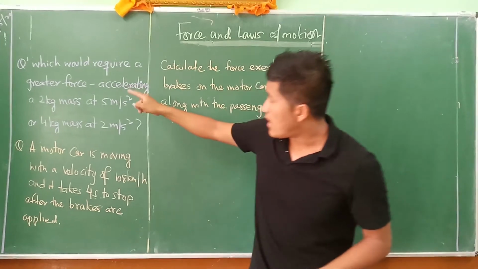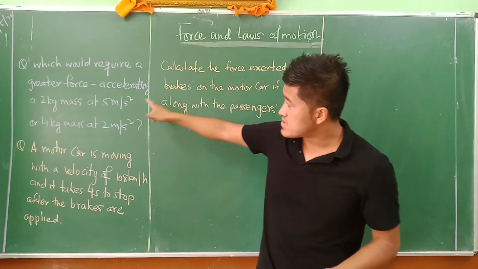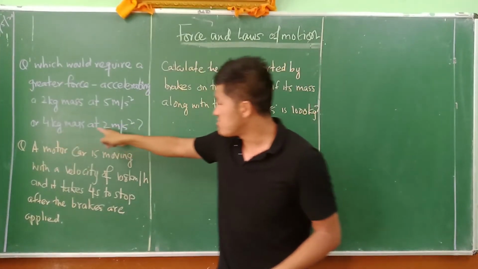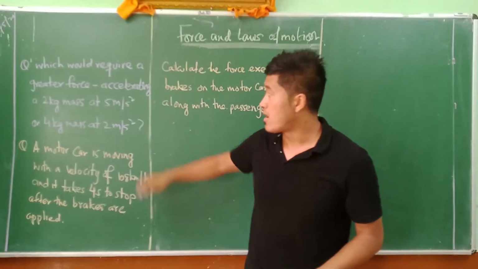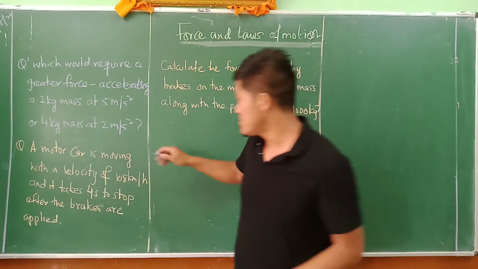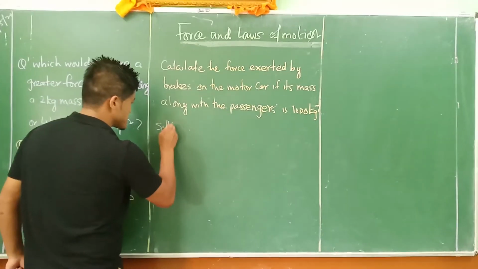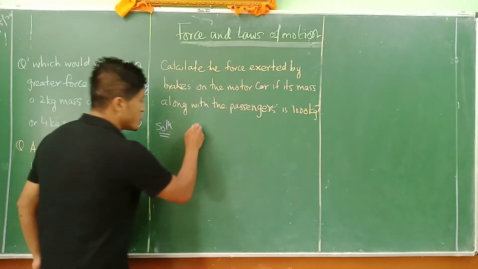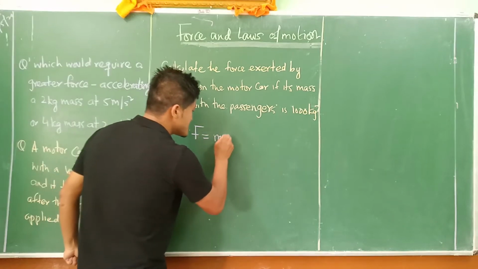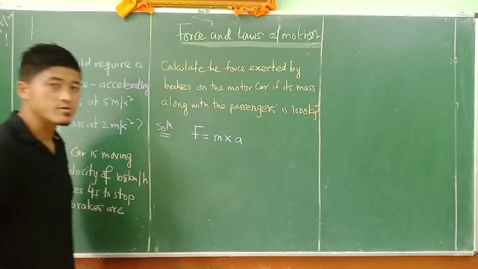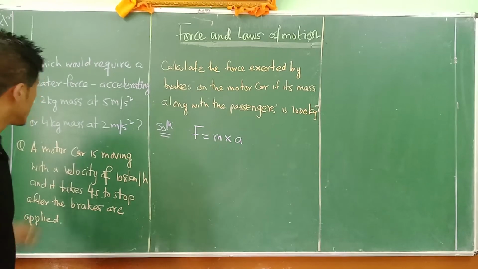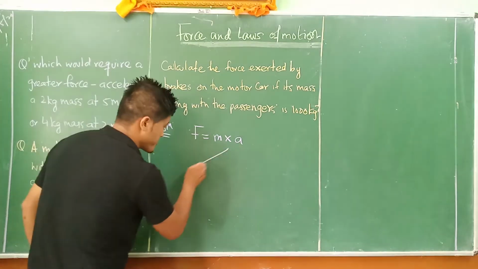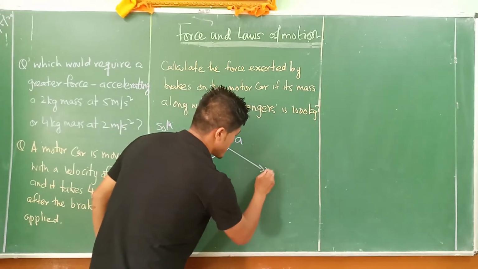Which would require a greater force: accelerating a 2 kg mass at 5 meter per second square, or a 4 kg mass at 2 meter per second square? I will solve this problem over here. This is the solution. According to Newton's second law of motion, force is equal to mass into acceleration. In this question, they have given you two different situations: situation number 1 and situation number 2.